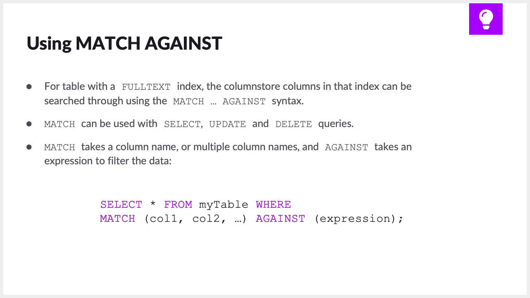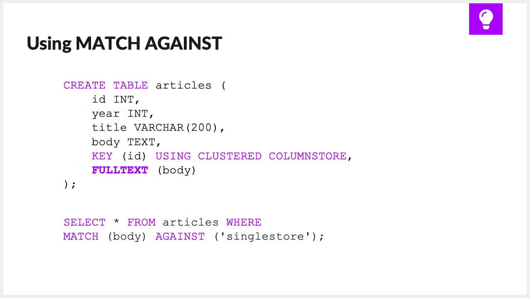Simply provide the name of the column you indexed when you created the table and provide a string for an expression to search. Looking at the example table of articles from before, we assign the full text index to the body column. So when we use the match function, we supply the body column as the first argument with the search term of SingleStore.